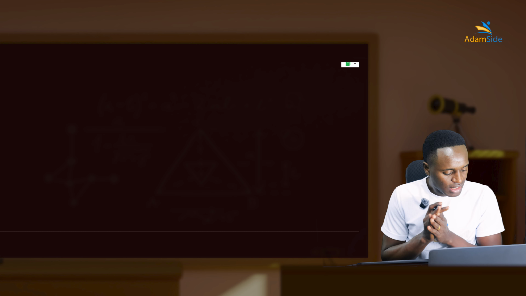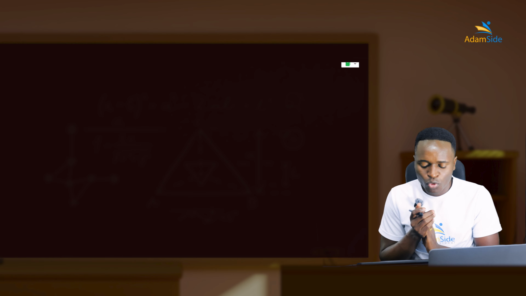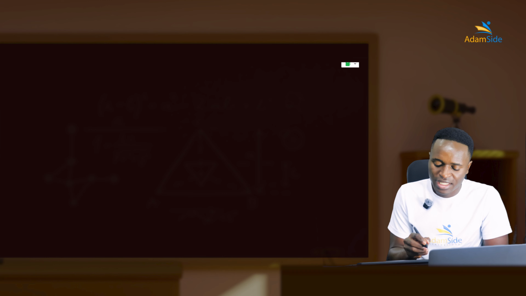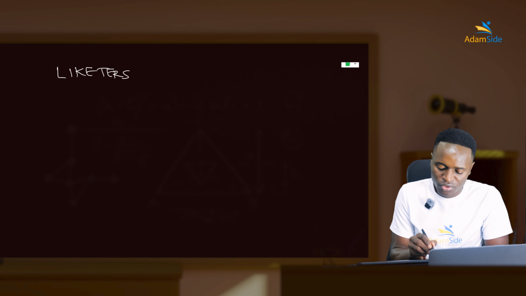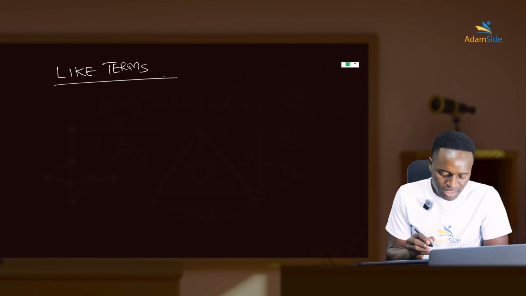So we say like terms are those that are multiples of the same variable or of the same combination. So what do you understand by like terms? I've told you before. I've solved questions, and I've told you this mathematical term called like terms. What's the definition of like terms? You say like terms.